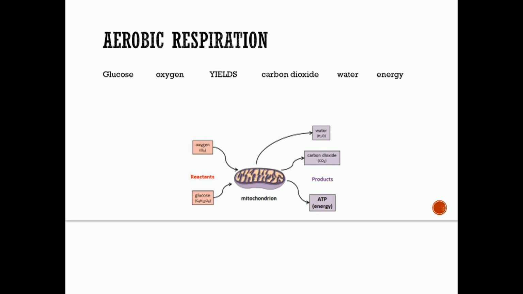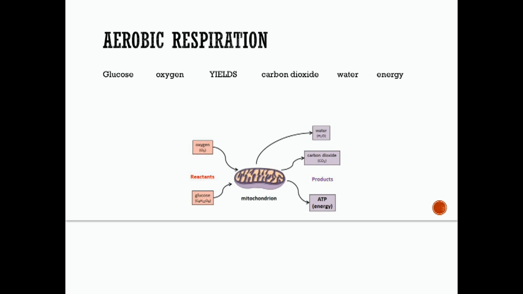Aerobic respiration. So when oxygen is available, many organisms perform aerobic respiration. I always remember it like I'm doing aerobics, I'm working out, and I'm breathing in oxygen. Okay, so you've got to do that to do aerobics. So during aerobic respiration, oxygen reacts with the glucose sugar to produce or yield the carbon dioxide, the water, and the ATP, which is energy.